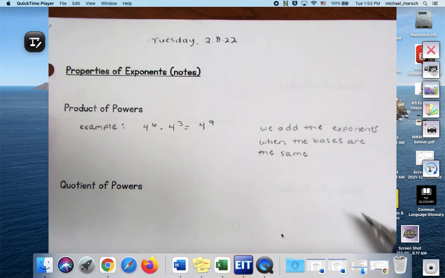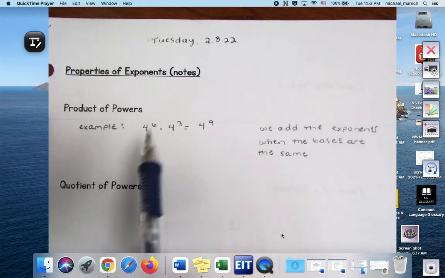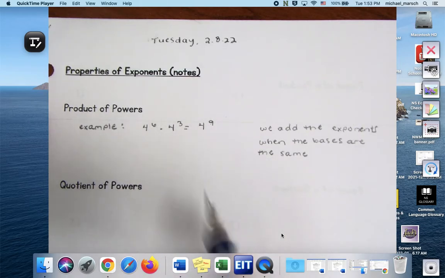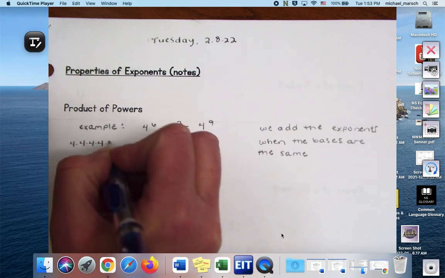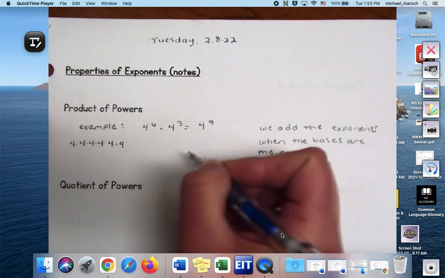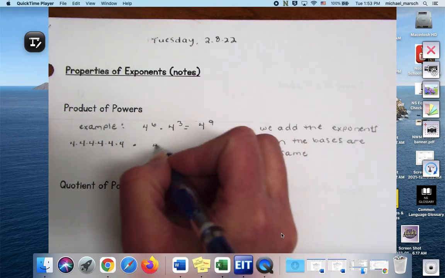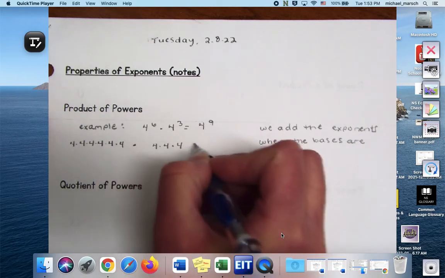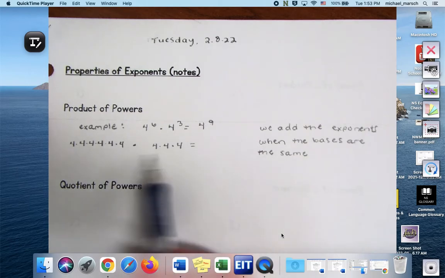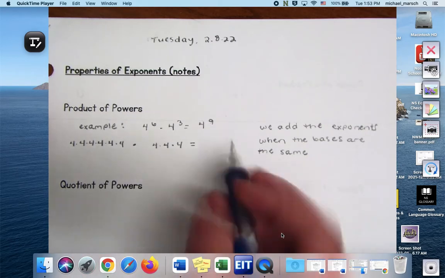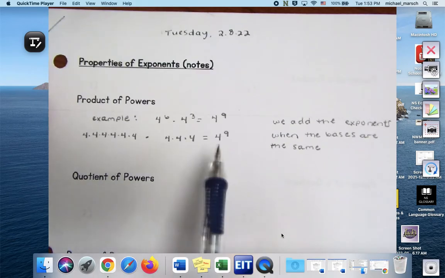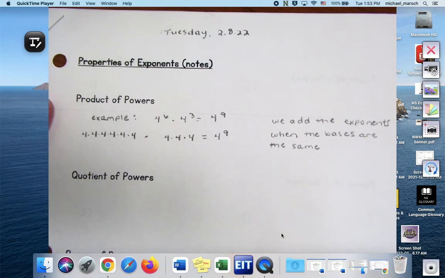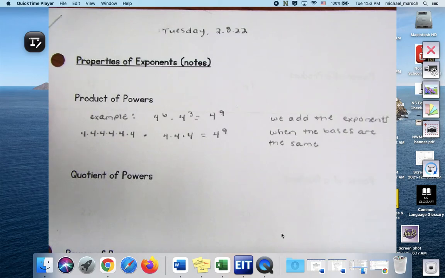Right, so that's our shortcut. What this is really doing here is I have 4 times 4 times 4 times 4 times 4 times 4 times 4 times 4 times 4. And how many 4s do I have? 9. So the shortcut is to just add the exponents. Right? That's our shortcut.